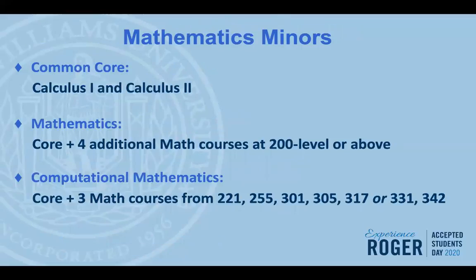So the math department has 2 minors. One is the math minor, the other one is called the computational math minor. Now both minors need Calc 1 and Calc 2. So if you have AP credits for either or both, you can easily start with a course that is not Calc 1 and Calc 2 and take 4 additional classes and get the mathematics minor, or you can take 3 additional classes from these courses listed here, which are mostly applied classes which were already in the applied math major, and get the computational mathematics minor.